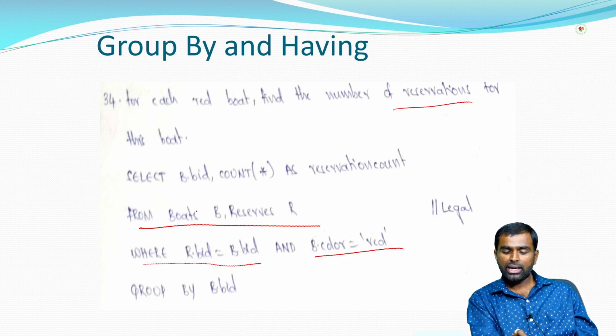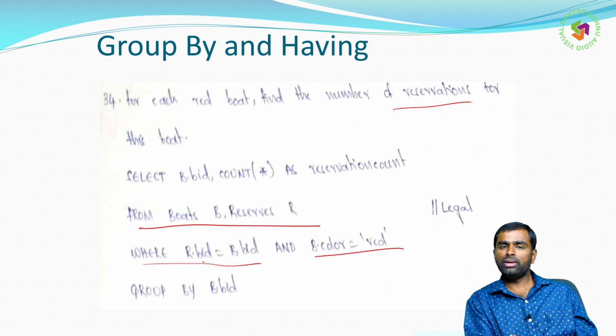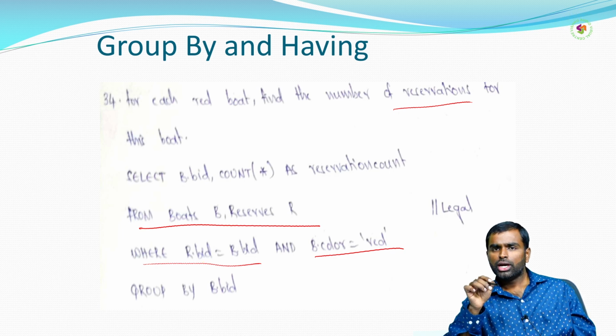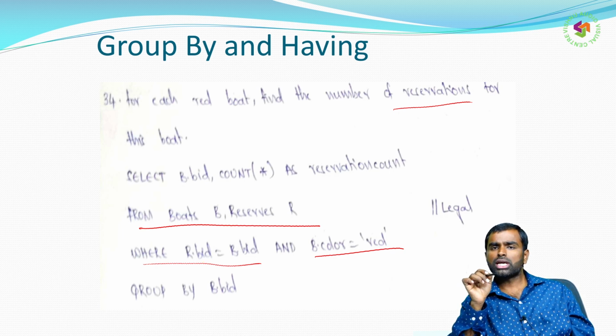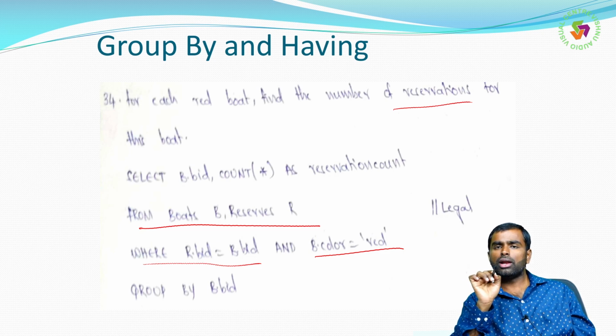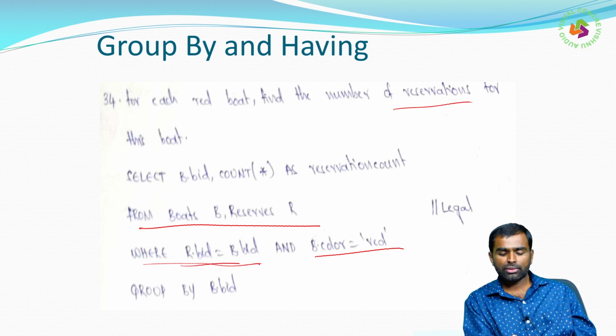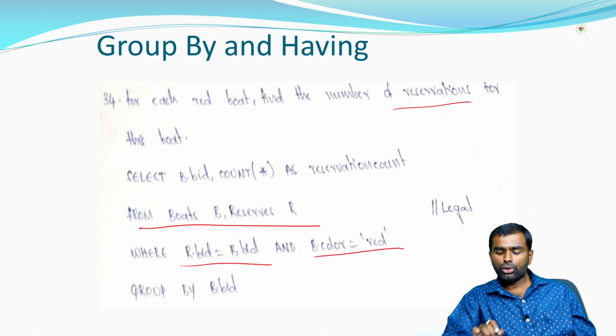So you are selecting B.BID, count of star, from boats B, reserves R, where R.BID equal to B.BID. These 2 tables from which you need to get the data are combined using a common column only, and those common columns can be equated in the WHERE. So R.BID equal to B.BID and B.color equal to 'red', group by B.BID.